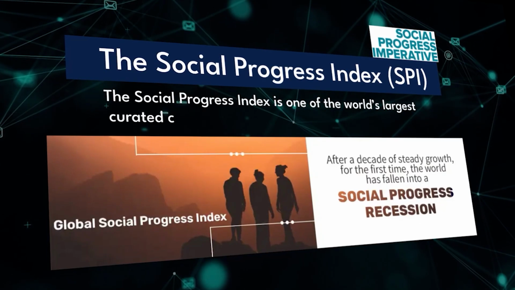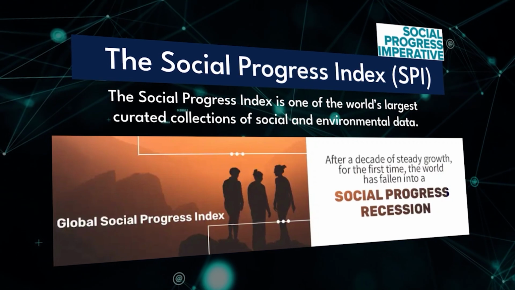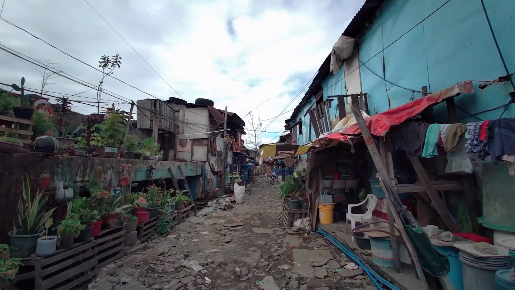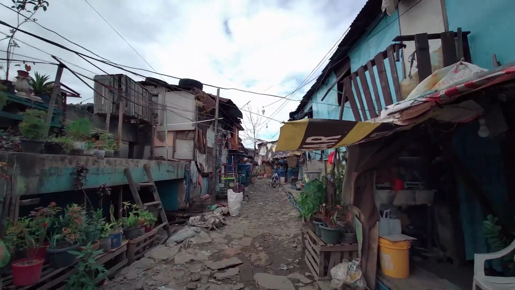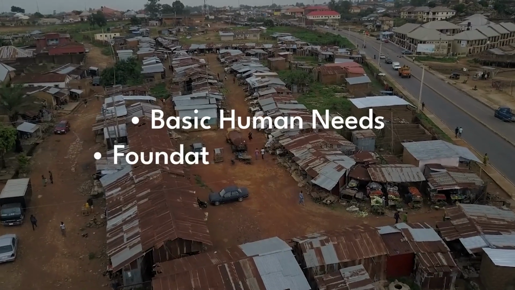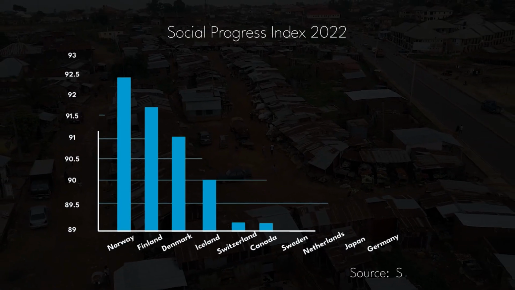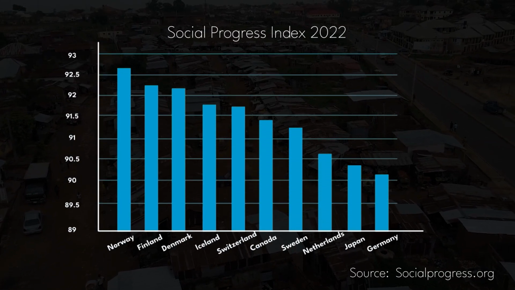The Social Progress Index, or SPI, was developed by the Social Progress Imperative, a U.S.-based nonprofit organization. It measures social and environmental outcomes directly, rather than relying on economic indicators. It includes basic human needs, foundations of well-being, and opportunity. For example, in 2022, the top-performing countries were Norway, Finland, and Denmark.